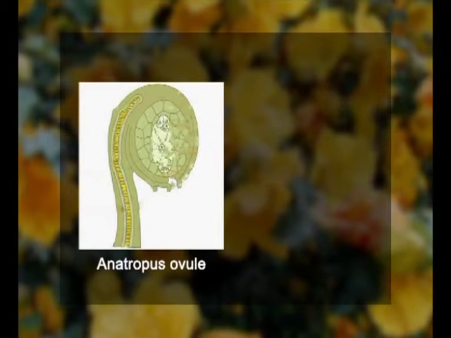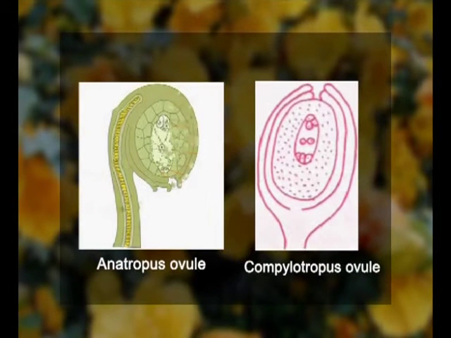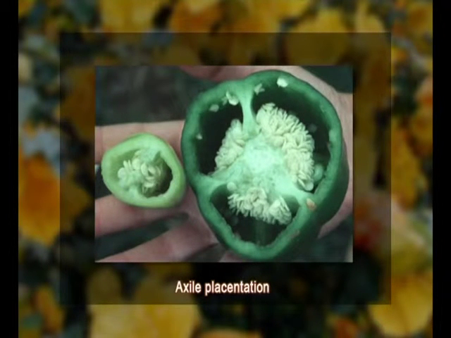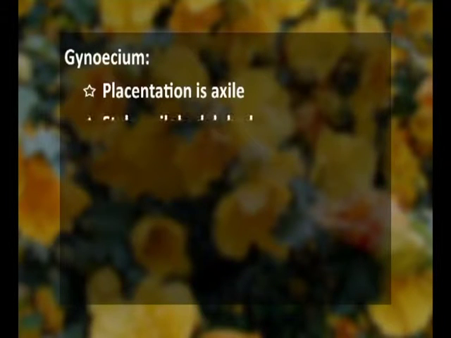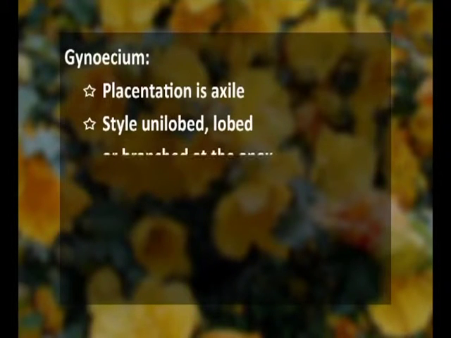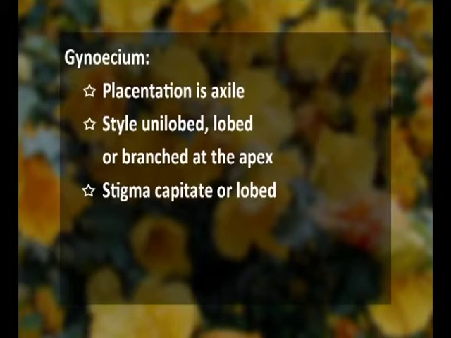The ovule is anatropous or sometimes it can be campylotropous. It is bitegmic, crassinucellate. The placentation is characteristically axile, but sometimes in some plant species of Malvaceae we see it as marginal. The style is unlobed, lobed, or it can be branched at its apex. The stigma is capitate in shape or sometimes it can be lobed.